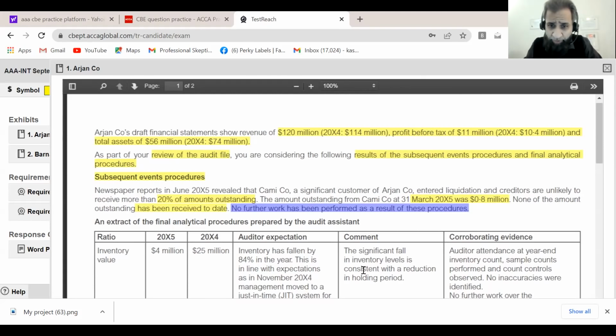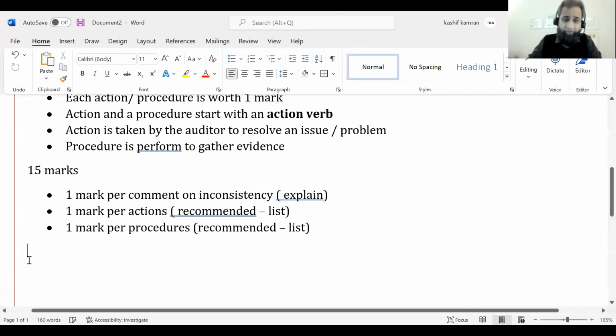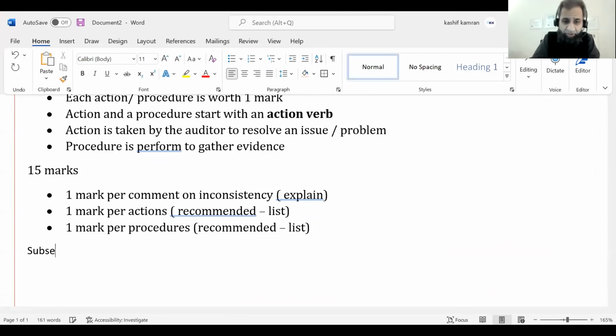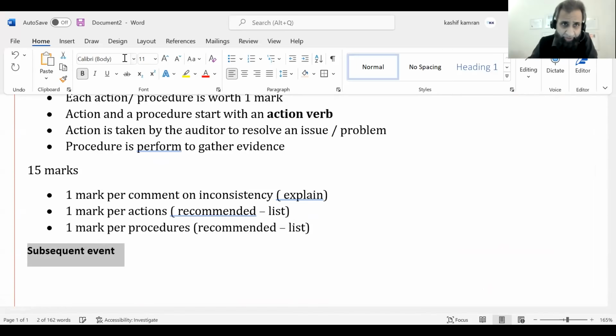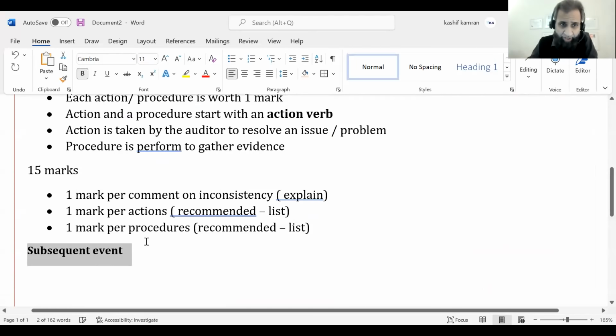Okay, so what should be the first heading in the exam paper? Subsequent events should be the first heading, as per the case study. So my first heading would be subsequent event first. And there is only just one subsequent event in the exam paper. So let's see how many marks I can score under the subsequent event.